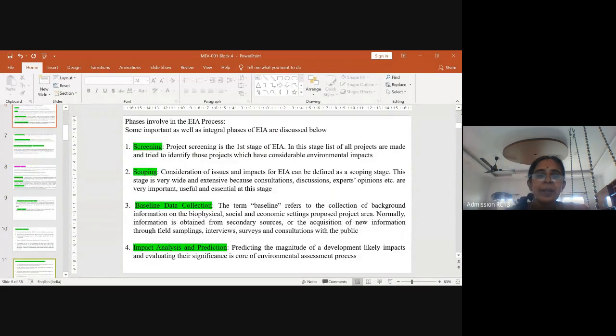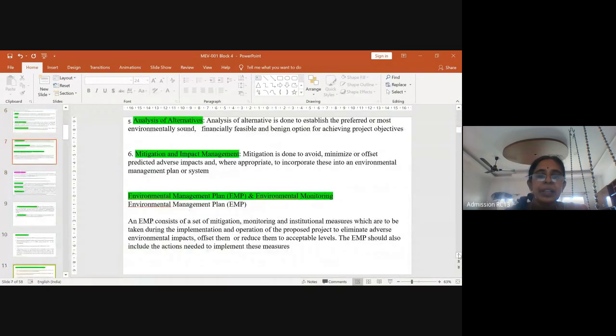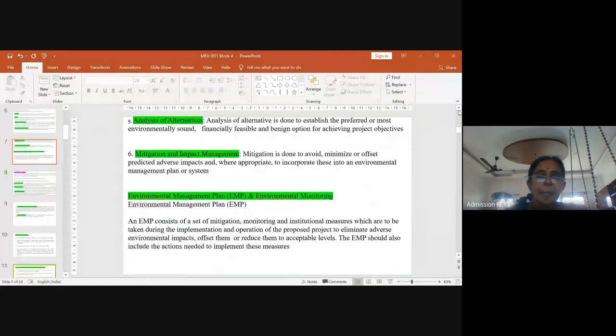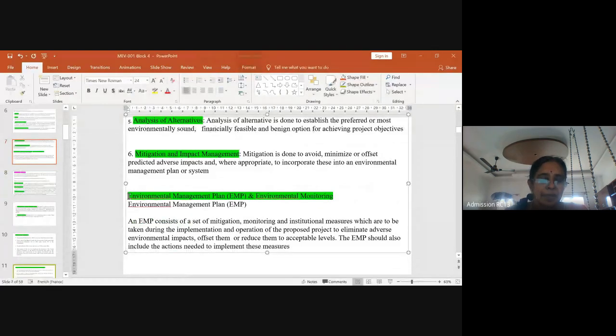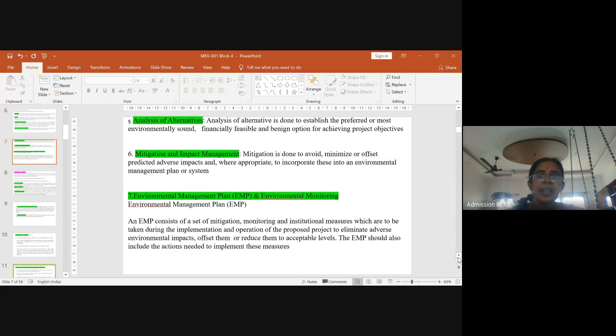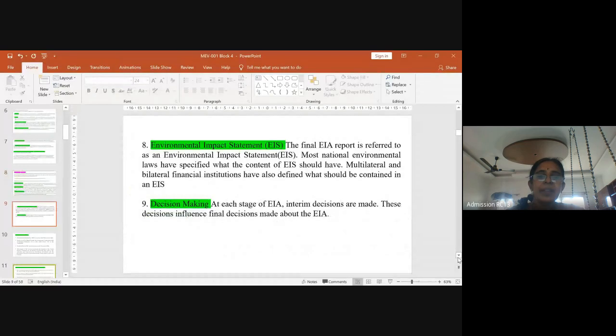So I'll repeat it once again. These are the phases of the environmental project. The phases of the EIA process, environmental impact assessment process, are screening, scoping, baseline data collection, impact analysis and prediction, analysis of alternatives, mitigation and impact management, environmental management, environmental monitoring, environmental impact statement, and decision making.